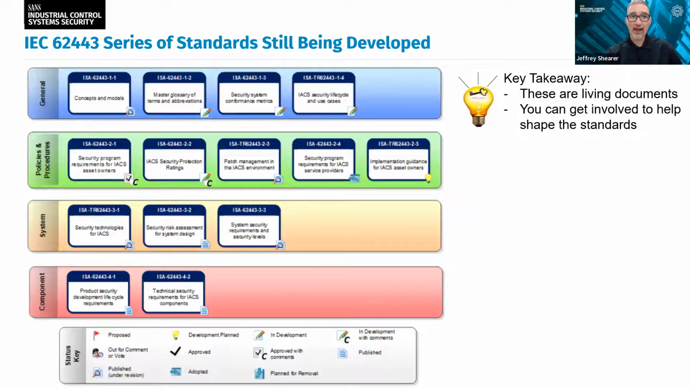Here is another iconic kind of picture that says that these series of standards are still being developed. If you look at the key in the bottom, there are some that were planned and are done. There are some that are still being worked on. So key takeaways here is these are really living documents, and you can actually get involved to help shape these standards.